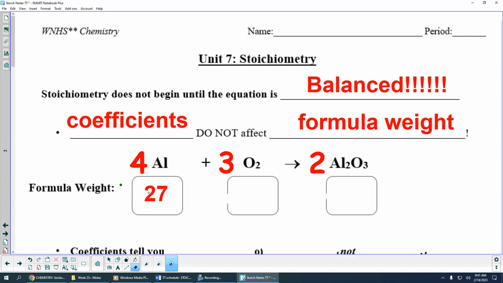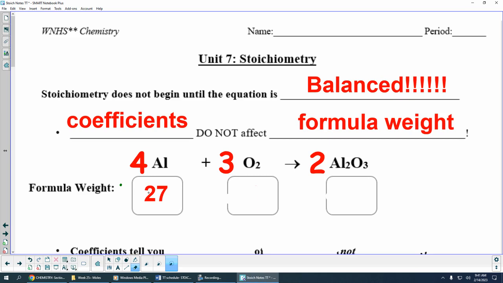27. If I have a bowling ball that's 27 pounds, and then I get another bowling ball that's 27 pounds, does that affect the weight of this first bowling ball? No. And I can get another bowling ball and another one. I have 4 bowling balls, 27 pounds apiece. Is that going to change one of them? No. So this big red number never affects the formula weight.